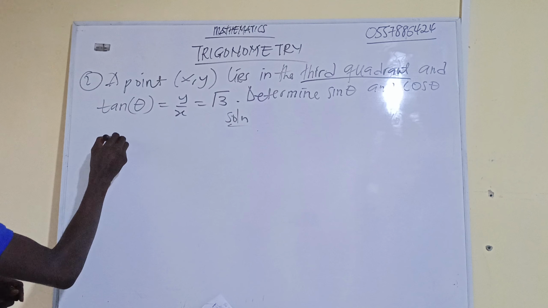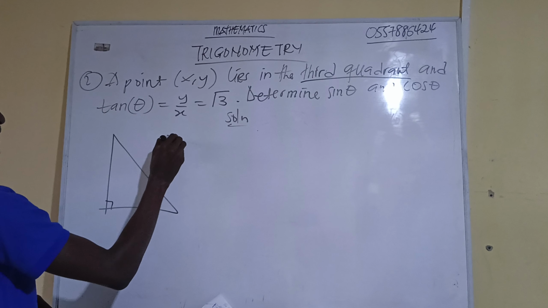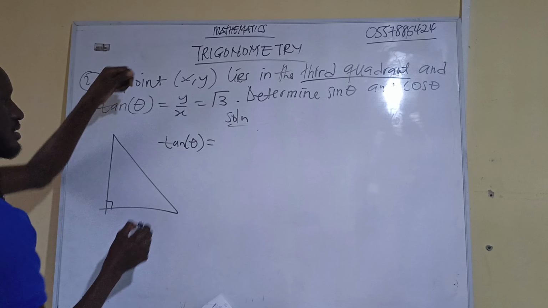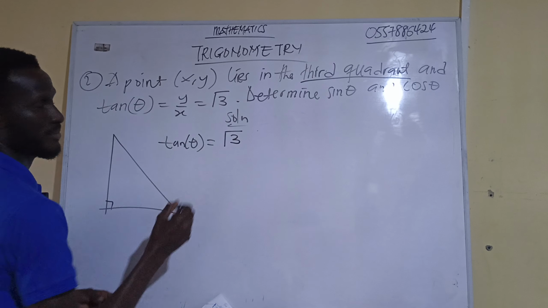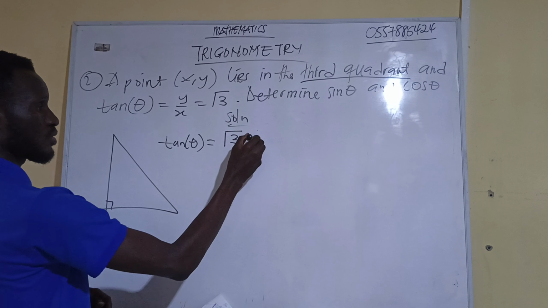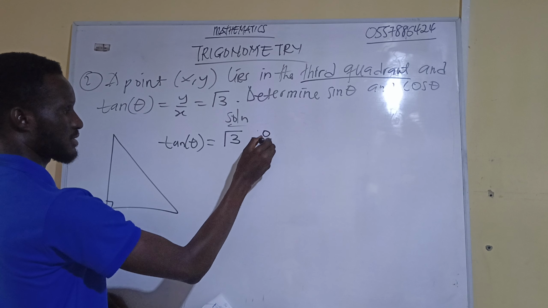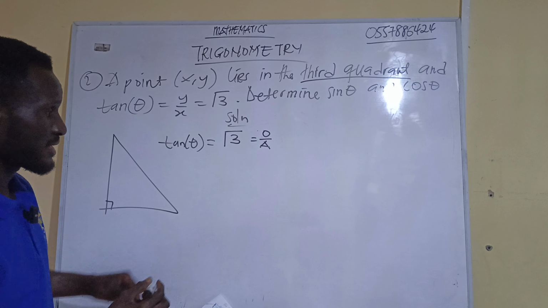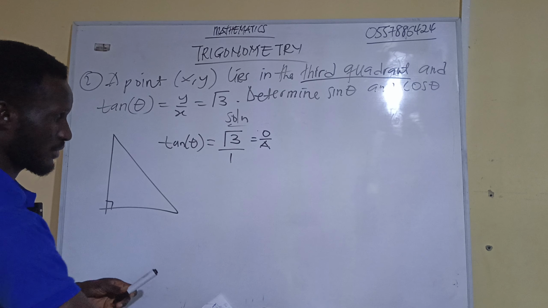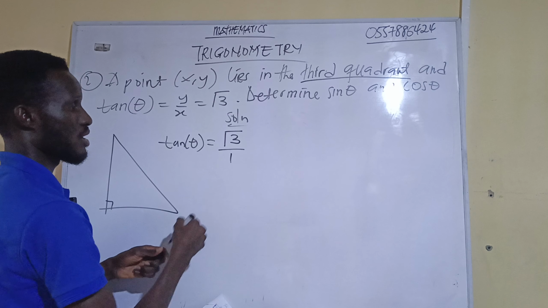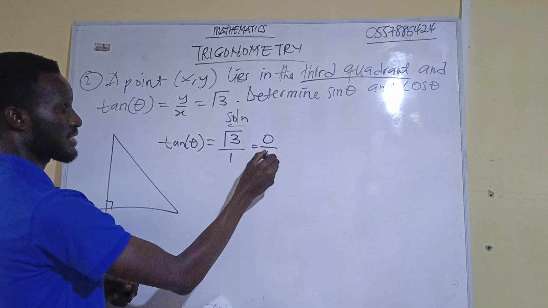So let's draw the right-angled triangle. So this is my tan. Don't let this one confuse you. Tan theta is root 3. Don't forget, tan is equal to opposite over adjacent. Now, what is the adjacent here? Root 3 means root 3 divided by 1. So the opposite is root 3, the adjacent is 1.